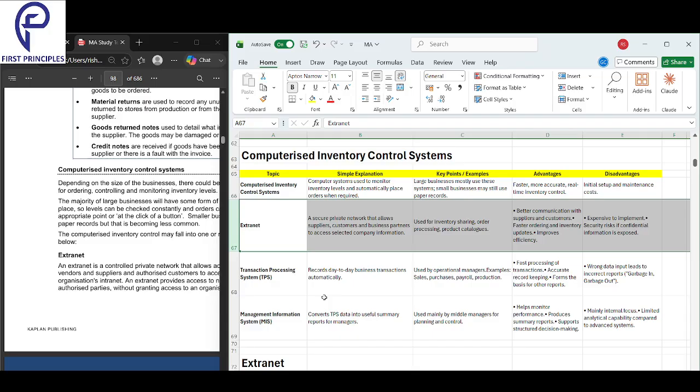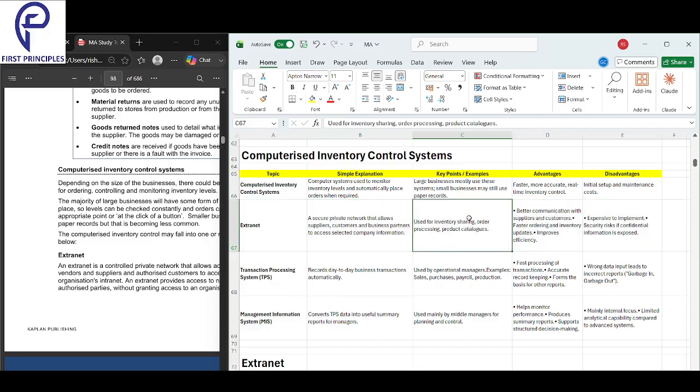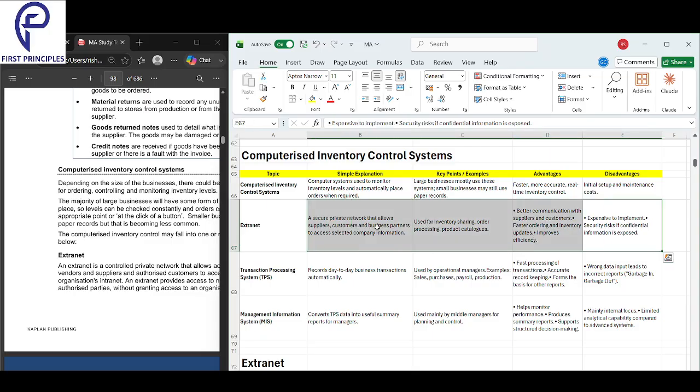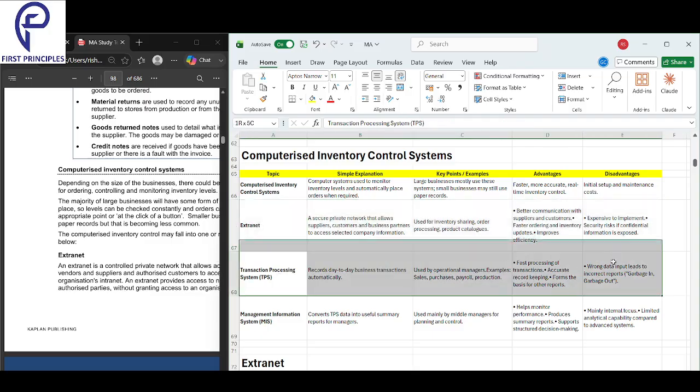Next, inventory sharing, order processing, and product catalog. That is the main use of it. It's just a private secure network where only a select group of outside people get access to the company's data. Mainly used for inventory sharing, order processing, product catalog, better communication, faster orders, and it improves their efficiency. It's expensive, plus there's a security risk if the data leaks.